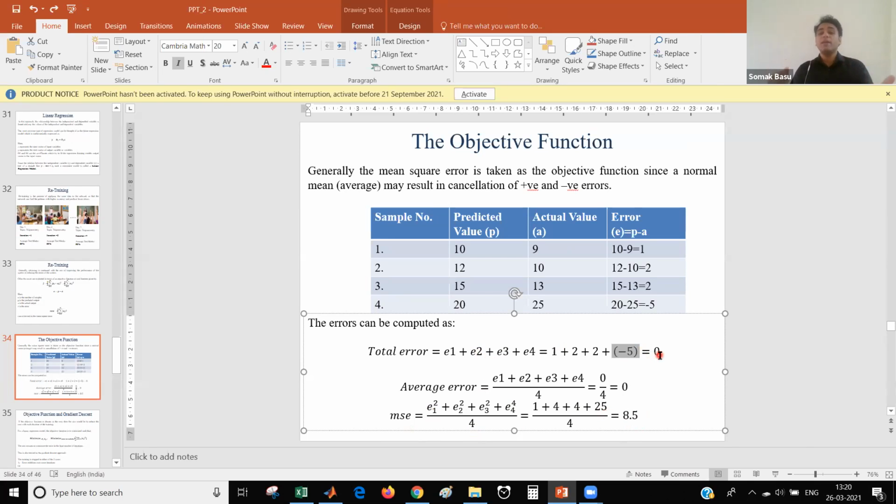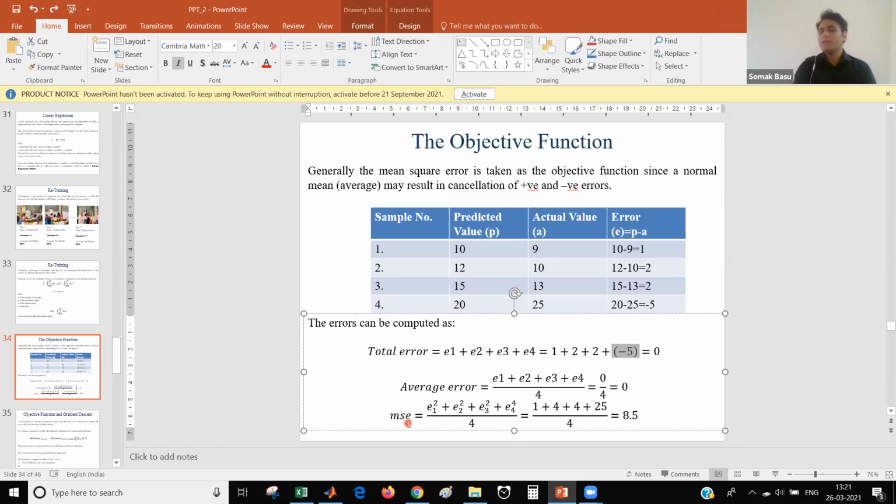So for example, if I say my machine learning model has 0 error, what does that mean? The machine learning model is making no errors. It is completely accurate. But is it the case? No, it is making errors, but the positive errors and negative errors are cancelling out. So data scientists always calculate the mean square error. Another way is to take the absolute value or the mod of these values, not take the sign. That is called mean absolute error.